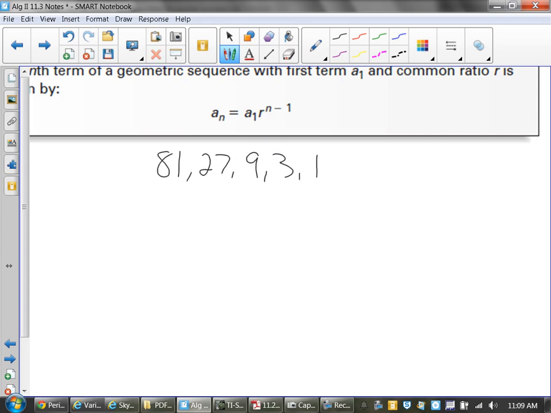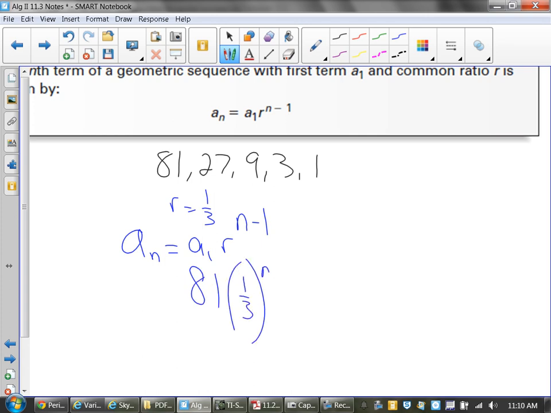Our nth term rule here, we just look at this example. You guys told me that the common r value was 1/3. If I wanted to write this out in terms of the nth term, all I have to do is start with the rule. Well, the first term was 81. The ratio is 1/3 to the n minus 1. And I'm done. That's it.